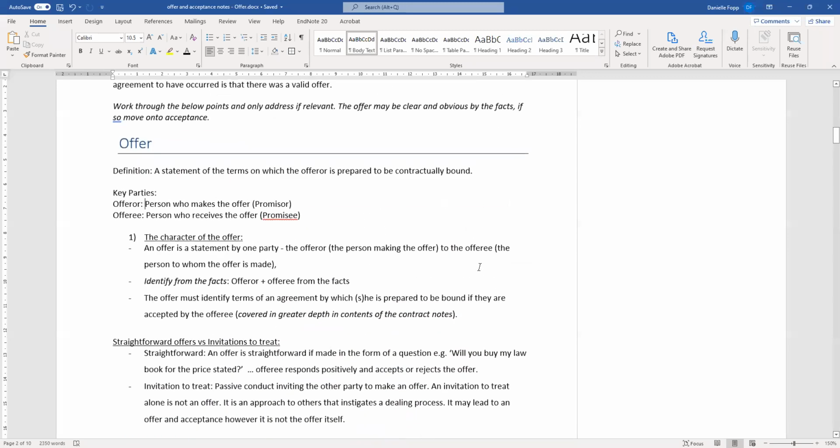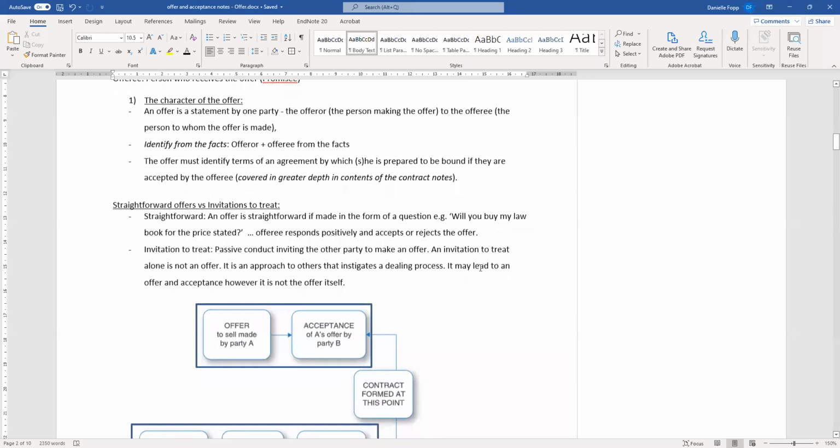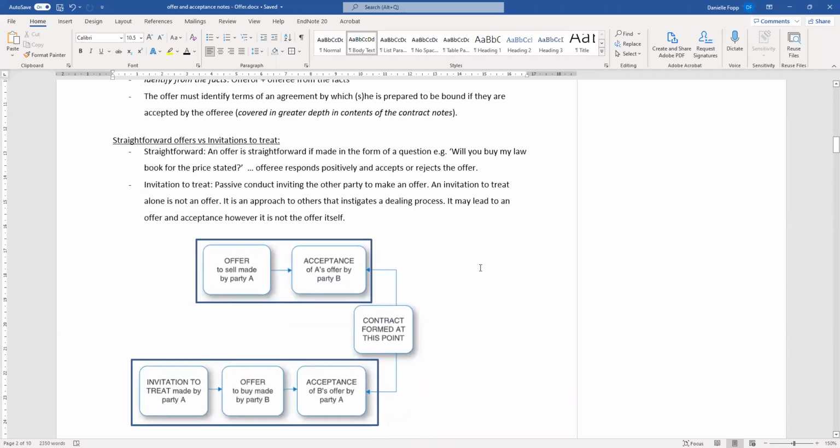Now, when we look at whether there has been an offer, an issue which may come up in your problem question is straightforward offers against invitations to treat. A straightforward offer is made in the form of a question. For example, will you buy my book for the price stated? The offeree then responds positively and accepts or rejects the offer. So yes, I will buy your law book for this stated price, or no, thank you, I'm going on Amazon.